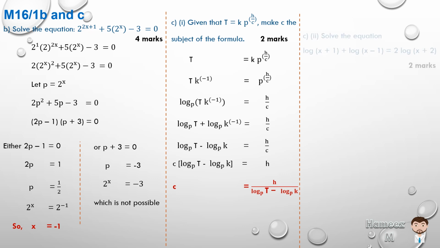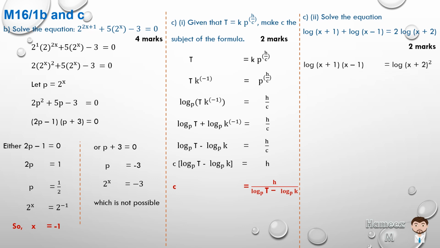C part 2. Solve the equation log(x plus 1) plus log(x minus 1) is equal to 2 log(x plus 2). So let's rewrite it. If we have log a plus log b, we can rewrite it as log ab. So the left hand side can be written as log of (x plus 1) times (x minus 1). Both of those terms are to base 10, so they can be combined, and base 10 is understood, so there's no need to write it. And on the right hand side, n log a can be written as log a to the index n. So we can rewrite the right hand side as log (x plus 2) squared. We're carrying the 2 from in front and making it the index of x plus 2.